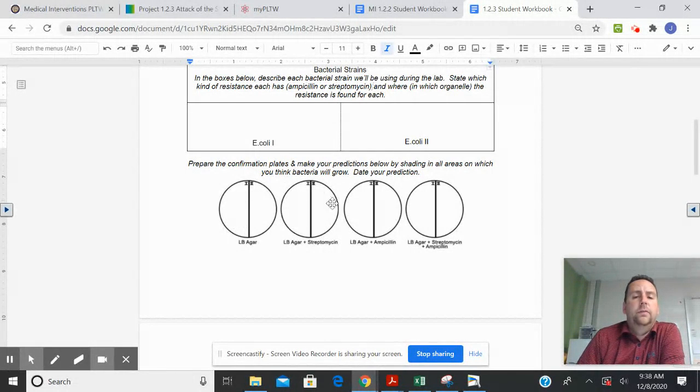Strain 1 on all 4 of these plates. Strain 2 on the other half of each of these plates, okay? And one plate is just LB agar. LB stands for Luria broth.